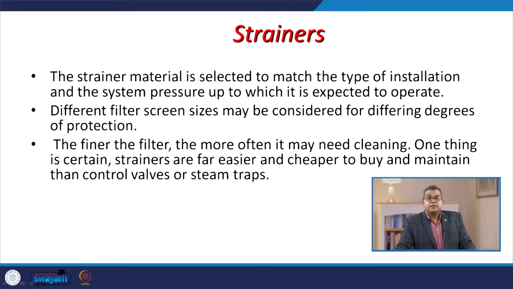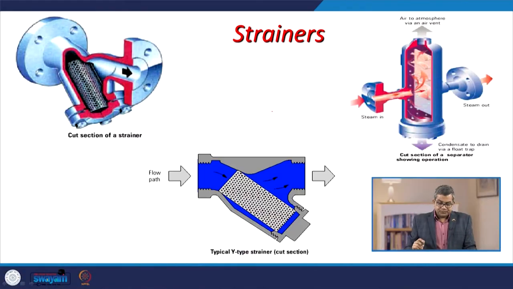Let us talk about strainers. The strainer material is selected to match the type of installation and the system pressure up to which it is expected to operate. We have discussed the role of a strainer. Different filter screen sizes may be considered for different degrees of protection. Sometimes during the passage of steam, certain debris, dirt and dust may get entrapped within the steam line. The role of a strainer is to entrap all that dirt and debris to provide the finest purity of steam with respect to particles. The finer the filter, the more often it may need cleaning. This is one of the major disadvantages. One thing is certain: strainers are far easier and cheaper to buy and maintain than control valves or steam traps. These are some examples of strainers, a cut section of the strainer.